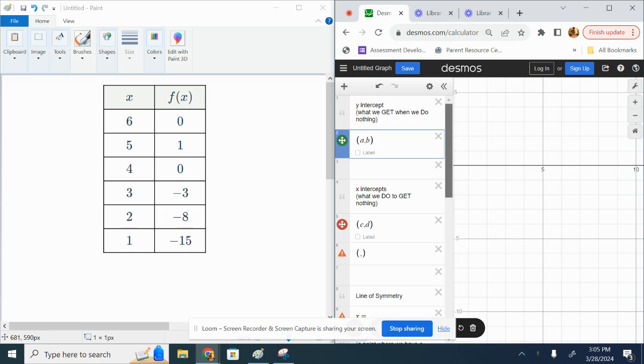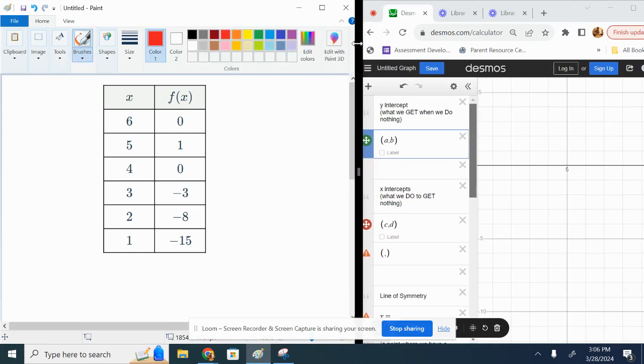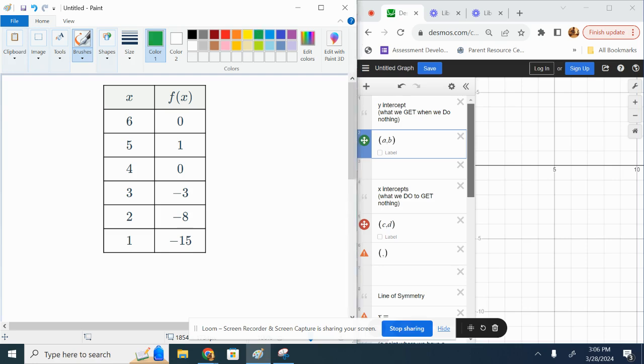Okay, so to start, let's find our y-intercept. A y-intercept is what we get when we do nothing. So let's make some notes really quick over here. So we do nothing when we input 0 for a table. Okay, and what does that look like?